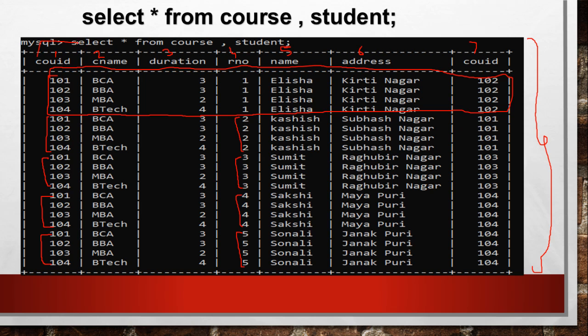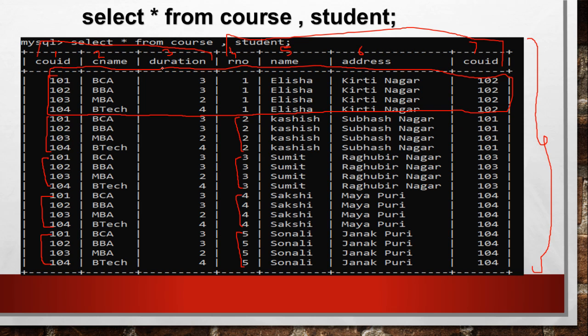these first three columns belong to the course table and the rest of the columns belong to the student table. So the total number of columns is the sum of both. Total columns are 7, 3 from the first table and 4 from the student table. So the total number of columns shown in this result is 7.